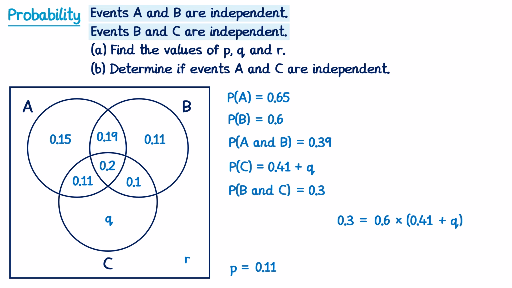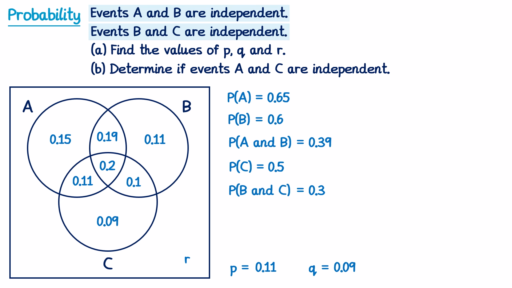Dividing both sides by 0.6 will give you 0.5 equals, and on the right hand side the 0.6 will cancel, so 0.41 plus q. Subtracting 0.41 from both sides will give you q equals 0.09. So we can add this onto the Venn diagram and update our value for the probability of c. It's 0.41 plus q, so 0.41 plus 0.09, which is 0.5. So we've got the value of q, we just need the value of r.